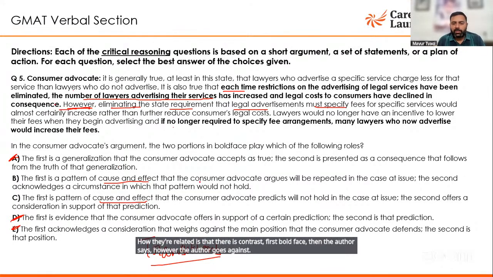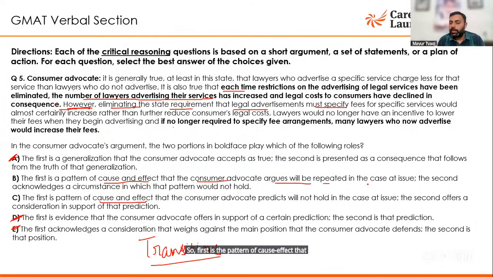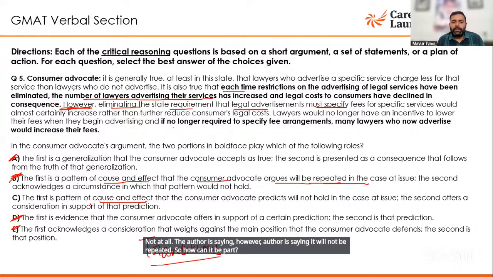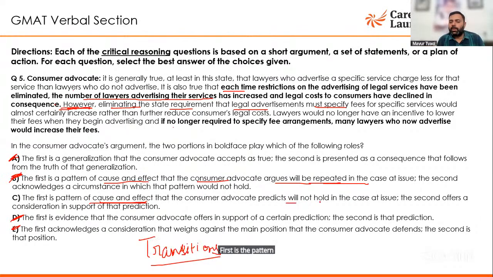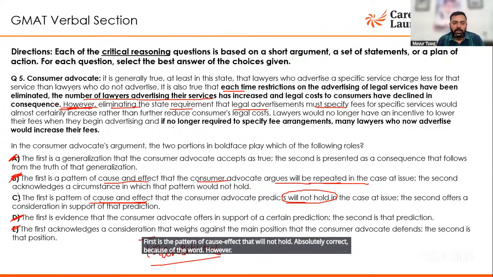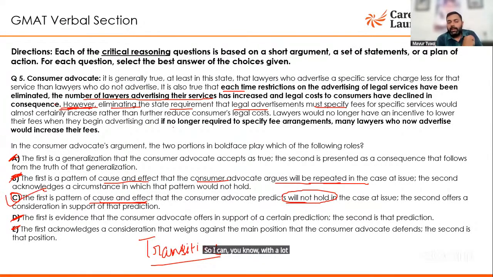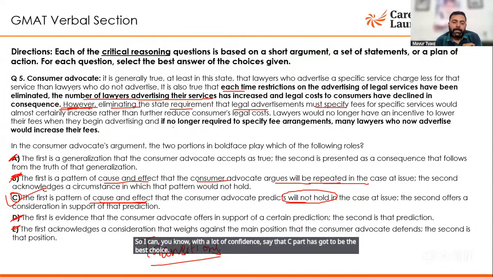So first is the pattern of cause effect that the author argues will be repeated. Not at all. The author is saying, however, the author is saying it will not be repeated. So how can it be B part? First is the pattern of cause effect that will not hold. Absolutely correct because of the word however. So I can, with a lot of confidence, say that C part has got to be the best choice, right?